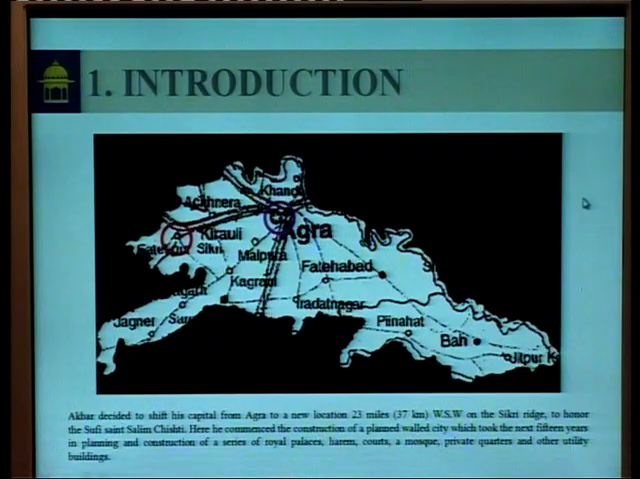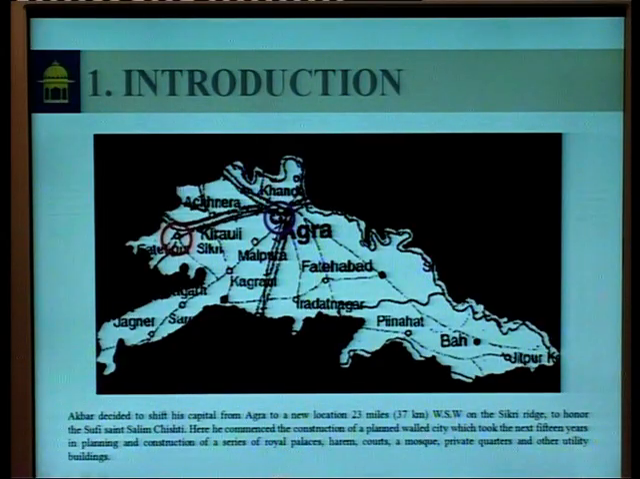So, Akbar decided to shift his capital from Agra to a new location 23 miles, that is about 37 or 40 kilometers away, on the Sikri ridge, to honor the Sufi Saint Salim Chishti. We also have Salim Chishti's dargah over there, and here he commenced the construction of a planned walled city which took the next 15 years in planning and construction of a series of royal palaces, harems, courts, mosques, private quarters and other utility buildings.